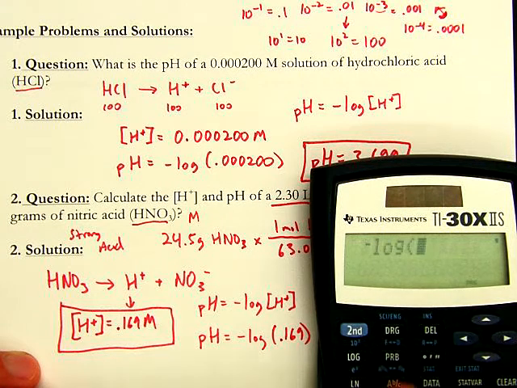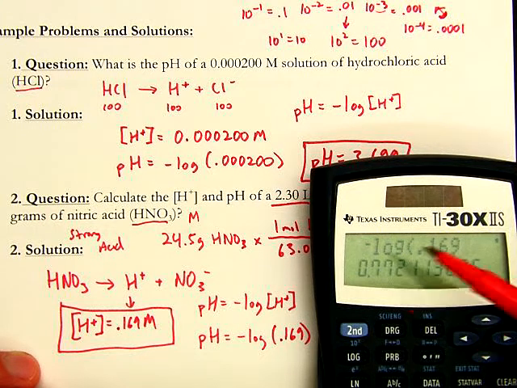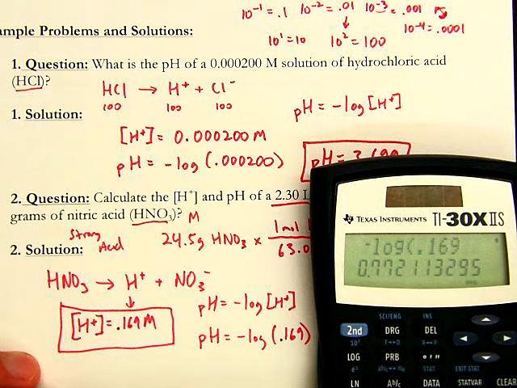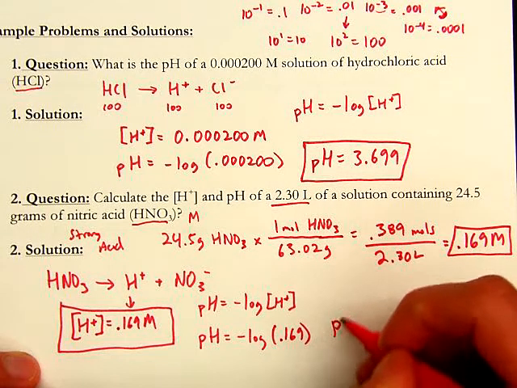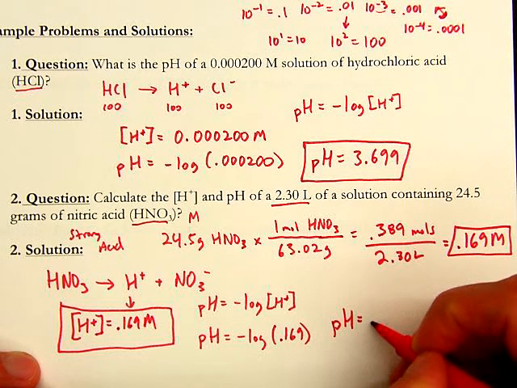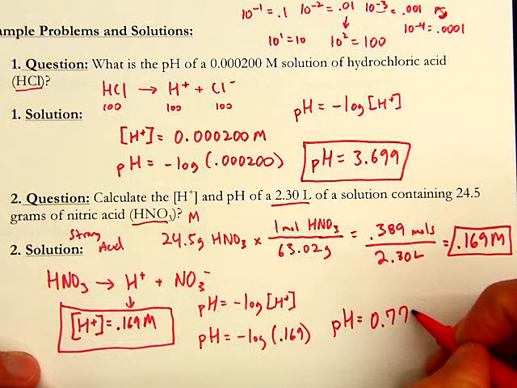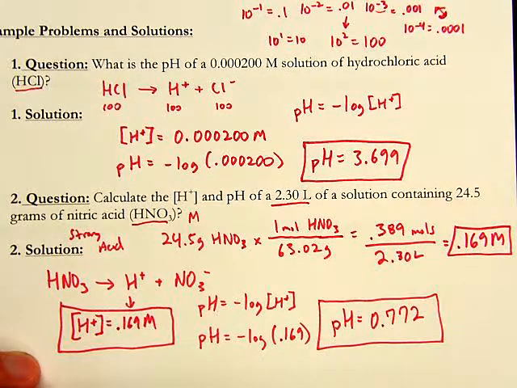Negative log 0.169 is, yeah, and it is. It's between 0 and 1, because 10 to the 0 is 1, and 10 to the negative 1 is 0.1, and this number is between that. So it's between 0 and 1. So our pH is 0.772. So very acidic, right?